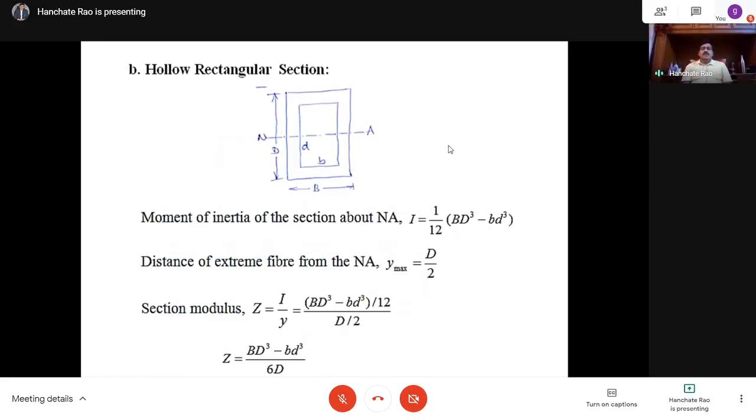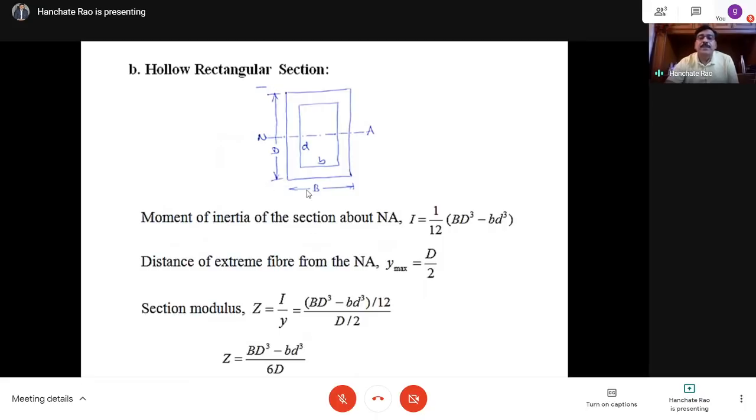Now if you take a hollow rectangular section, a rectangular section is a total solid rectangle. Now we come to a hollow rectangular section where the outer width is B and the outer depth is D, and the small hollow portion has width b and depth d. So this in between portion is solid, and material is there only in this portion. The rest of the portion is hollow.